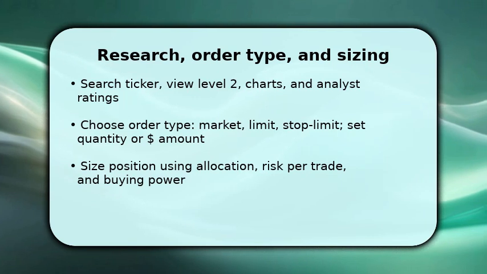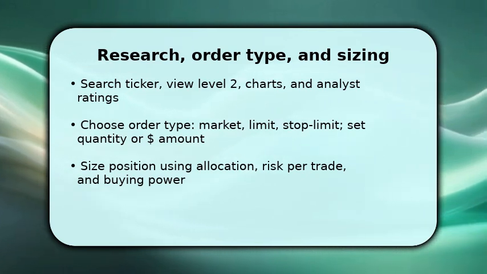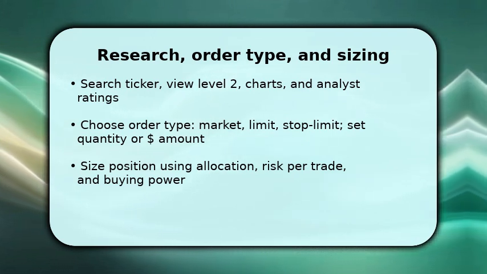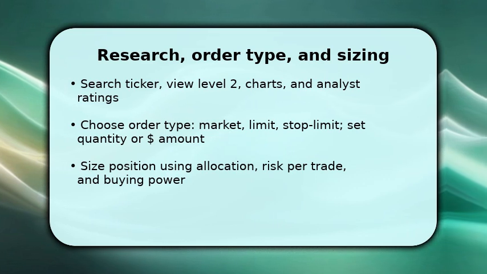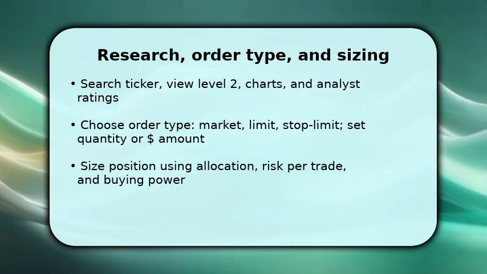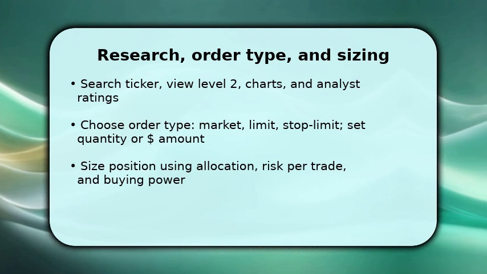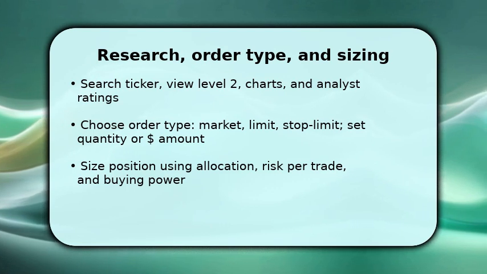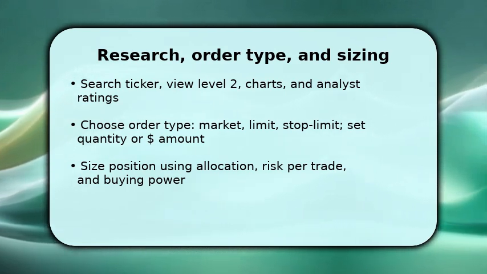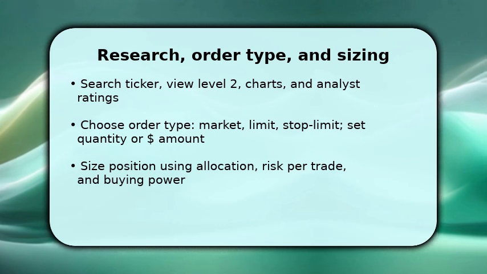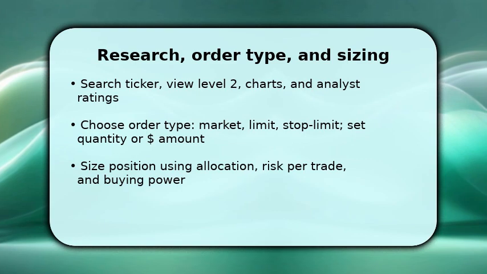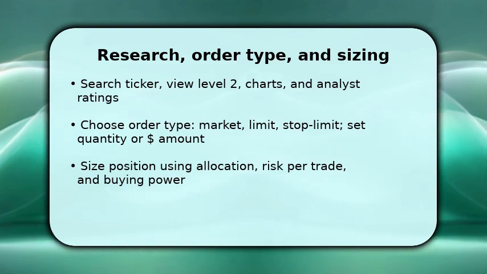Next, research the stock on Moomoo. Pull up the ticker, use charts, level 2 quotes, and read analyst summaries so you know why you want the position. Decide order type, market for immediate fills, limit to control price, or stop limit for conditional execution, and enter either share count or dollar amount. Size the trade using a risk percentage or fixed allocation and check your buying power. This prevents accidental overexposure and ensures the trade fits your plan.